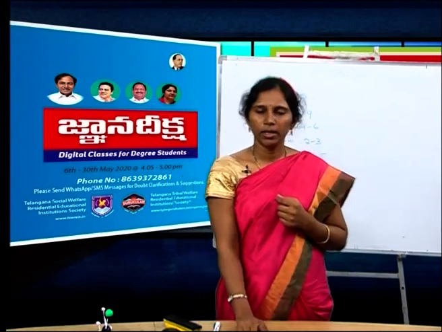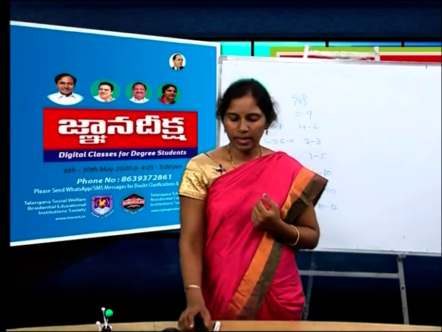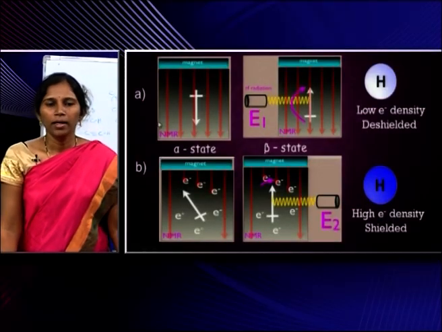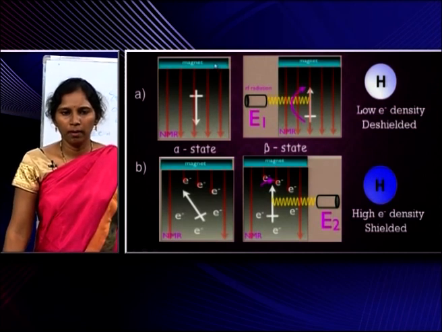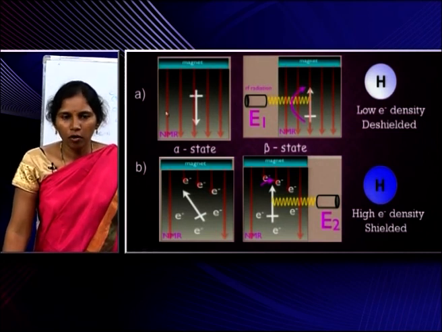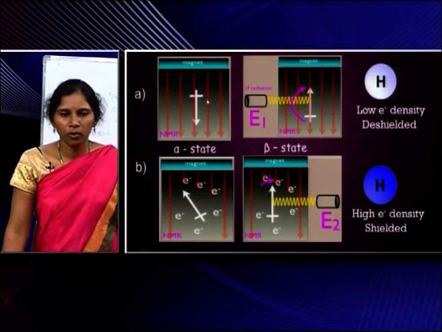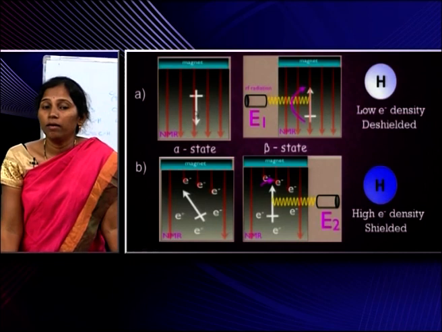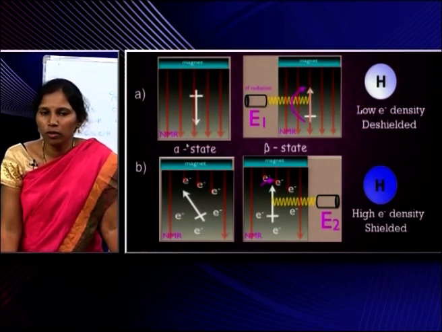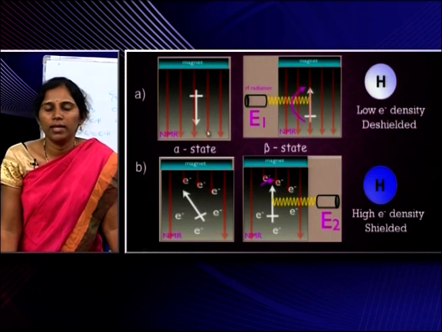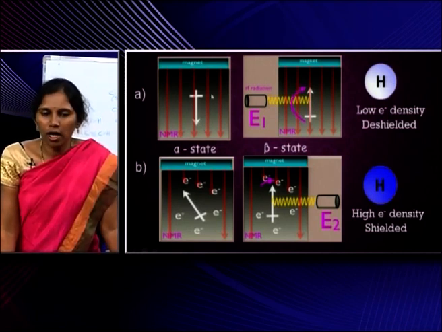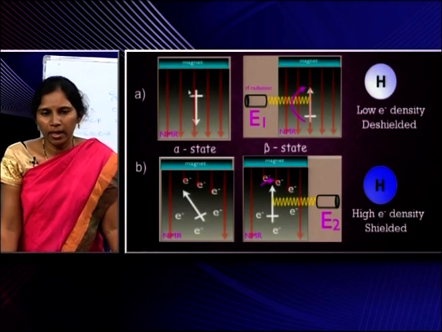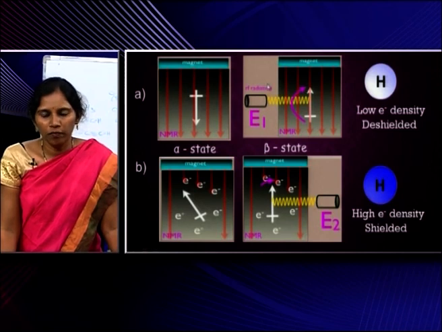Let us see what shielding and de-shielding are in detail. Look at the slide, students. Here I have shown the magnetic field, and these red colored arrows are the direction of the magnetic field, and the white arrow is the spin. See, it is in the same direction, right? If the spin of the nucleus is in the same direction, we call the state the alpha state. So it is present in the alpha state. In order to get a peak in NMR, what should we do? We have to irradiate this with radio frequency, right?